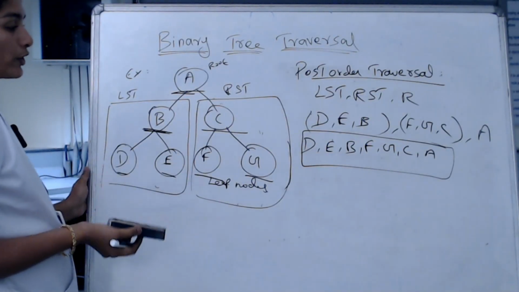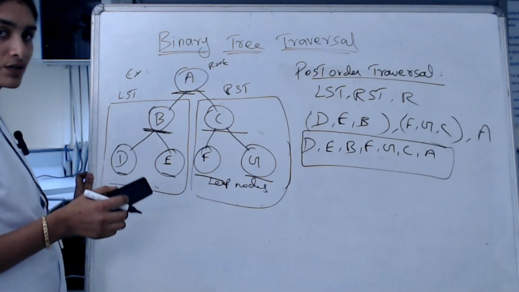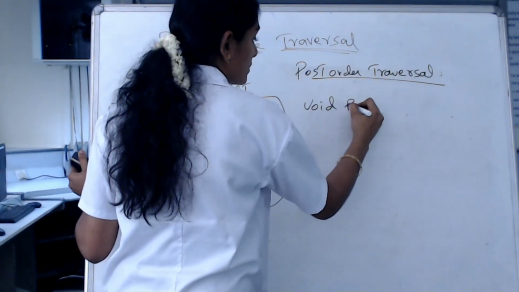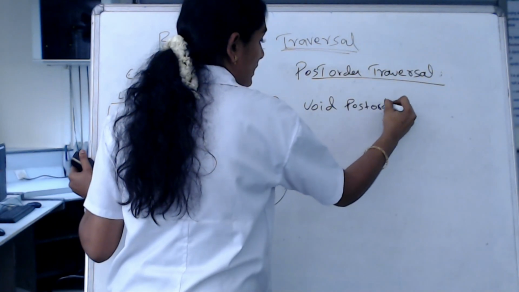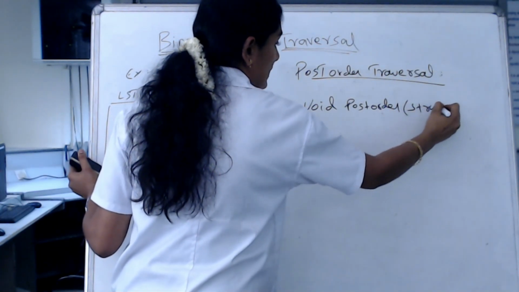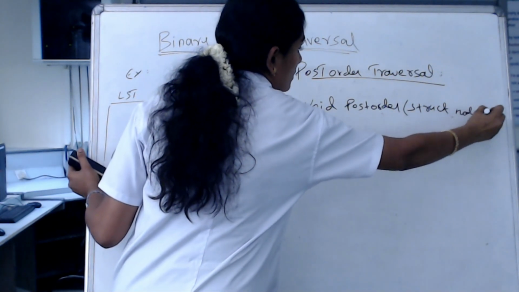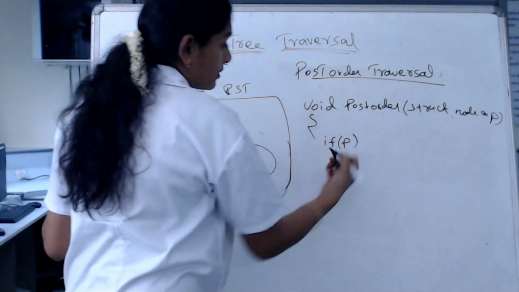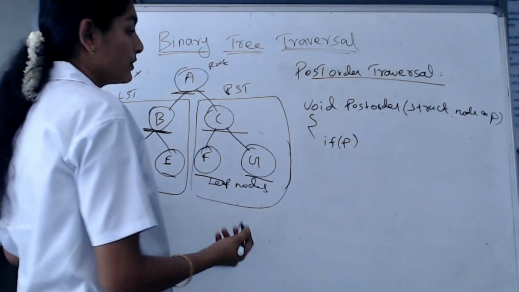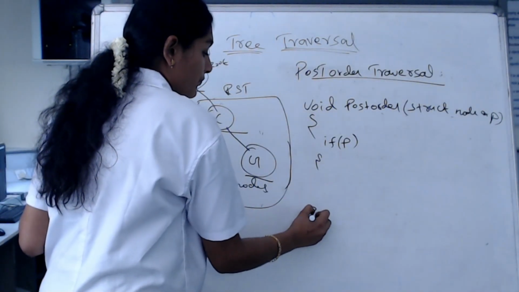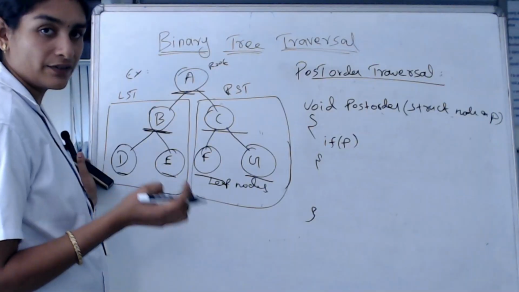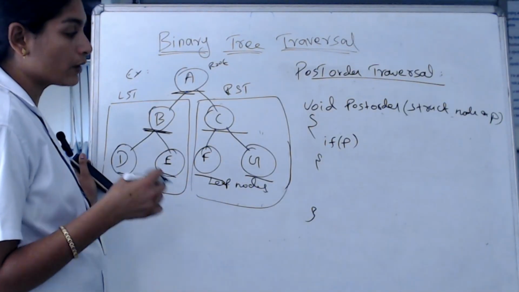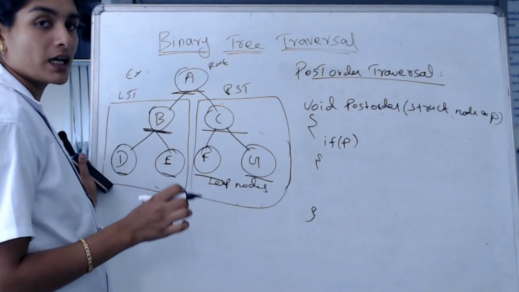Yes, next I am going to explain how to write a recursive function using C for this post order traversal. Postorder is the function name and the passing parameter is struct node star p. Yes, if p. If node has some data, what is the first step? First visit the left subtree, so a recursive function call. Visit the right subtree. Again we have to make a recursive function call. At last visit the root node.